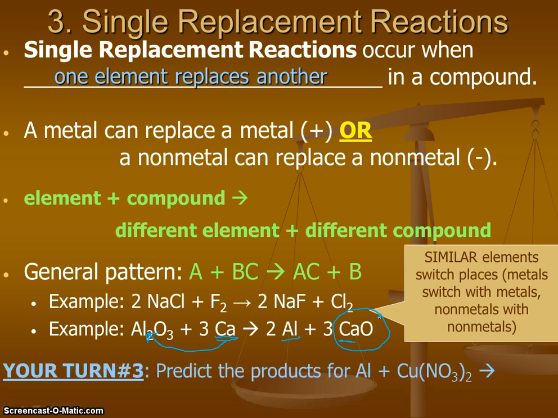So here's one for you to try. I've got aluminum and copper 2 nitrate. Following that single replacement pattern, see what you think your products would be.